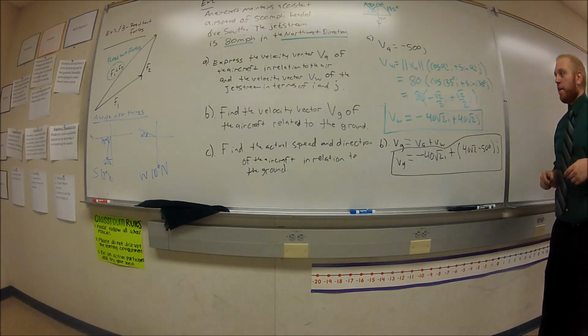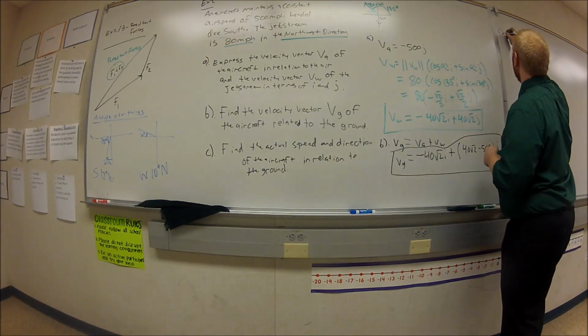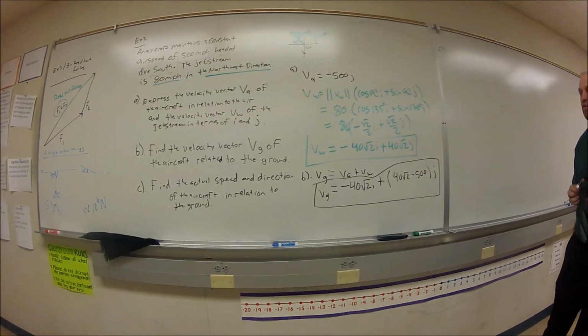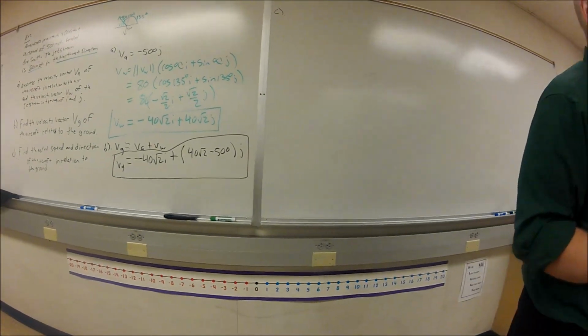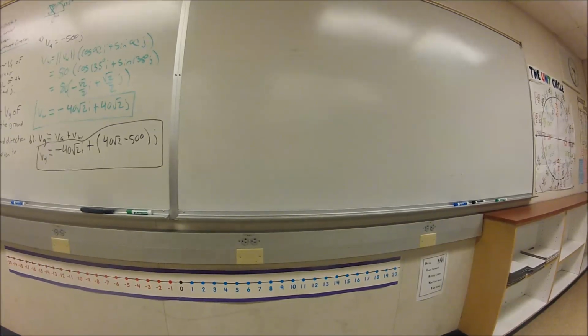Okay, cool. Then for C, find the actual speed and direction of the aircraft in relation to the ground. If you think about it, we need to know the actual speed and the direction. There's two things we need. One, speed, that's going to be magnitude. Two, direction. That's why I made a big deal about the direction yesterday. So here's my advice: from here to do part C, let's transfer this into decimal. Things are going to go way better.